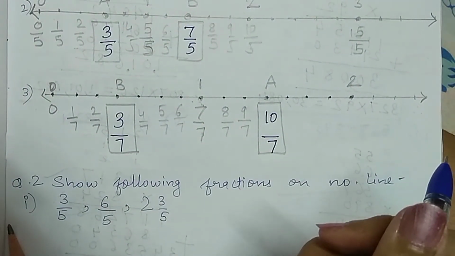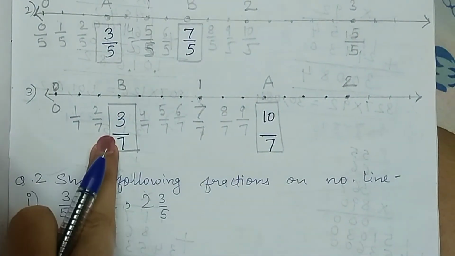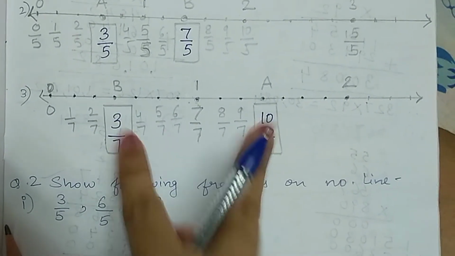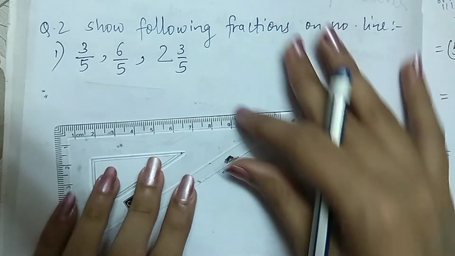Now next, show the following fractions on the number line. This number line was already drawn. We have just written 2 fractions. Here we have to plot these fractions on the number line. So be ready with your ruler and pencil. So let's draw the number line first.